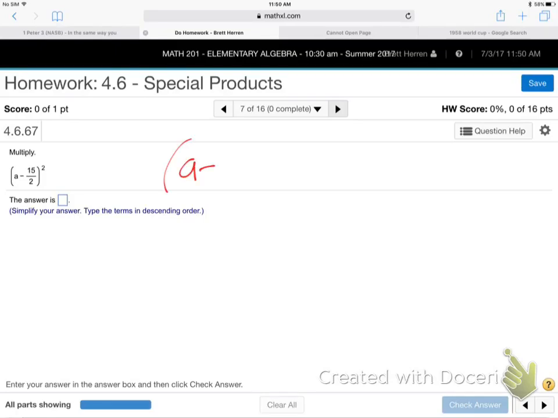Okay. So a minus 15. There's a 2 power, so what do we have to do? With a minus sign anyway, you have to write 2 of them, right? So write 2 of them. The 2 power on the parentheses means write 2 of them, and FOIL that out.